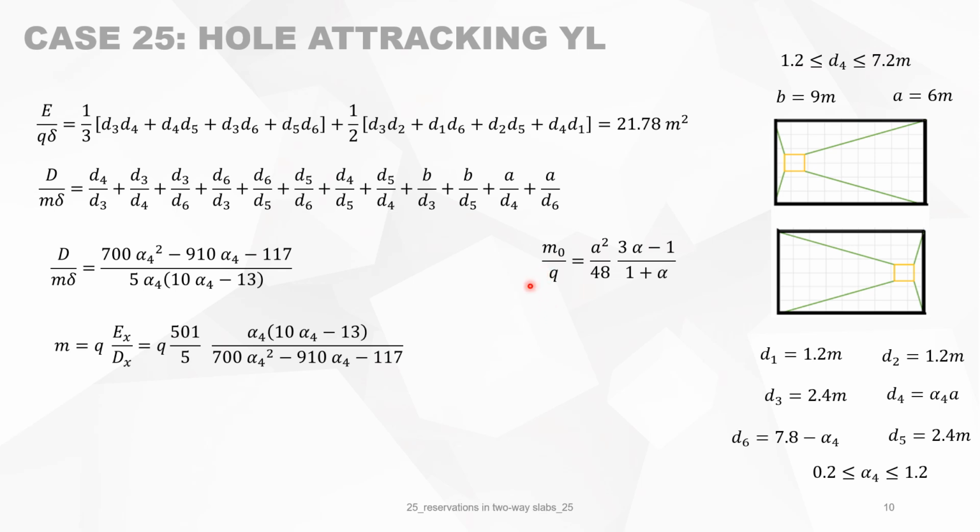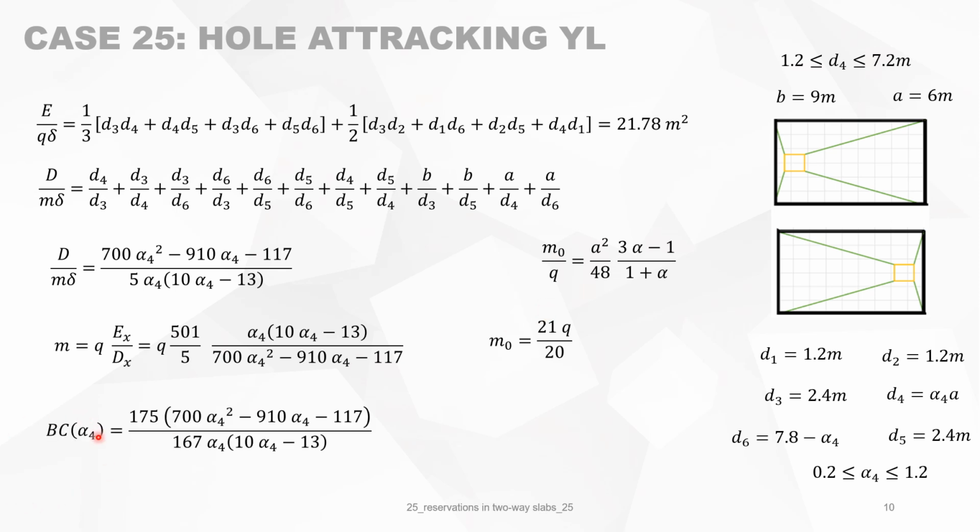M0, we've seen that in the previous slides or videos, it's equal to this formula. When we fill in alpha, which is 9 divided by 6, then we got M0 is this, and 21Q divided by 20. So we can calculate the bearing capacity, which is 100 times M0 divided by M. And this is the formula in function of alpha 4, which is the horizontal position.